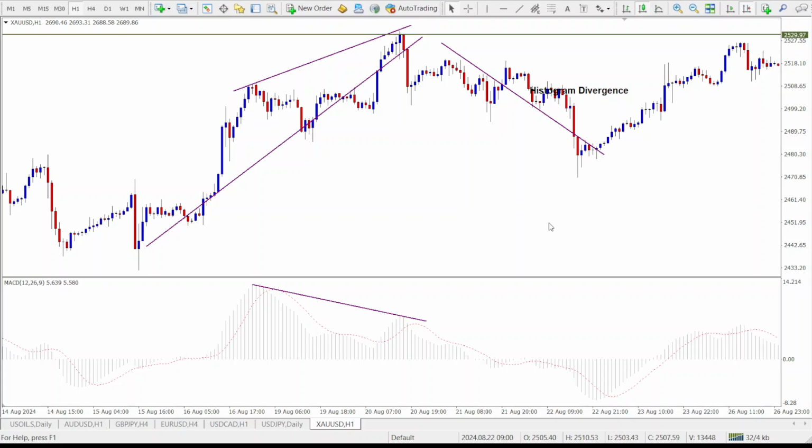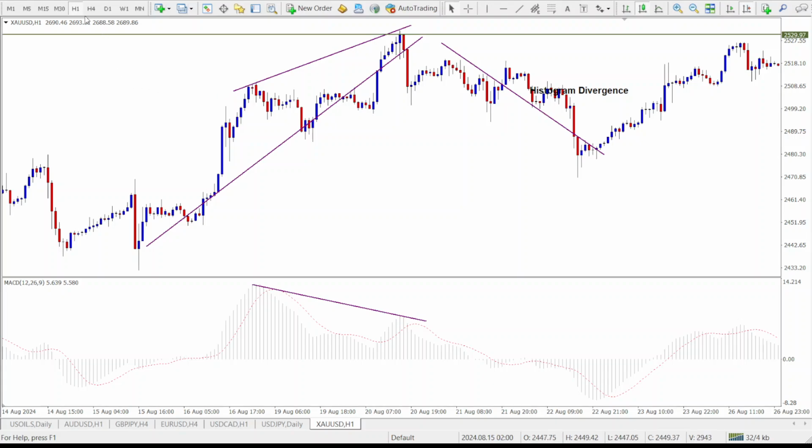First of all, be patient. Divergence does not guarantee an immediate reversal, so wait for confirmation before acting on the signal. Secondly, use multiple time frames. You can check for divergence on different time frames to get a clearer picture of market dynamics.